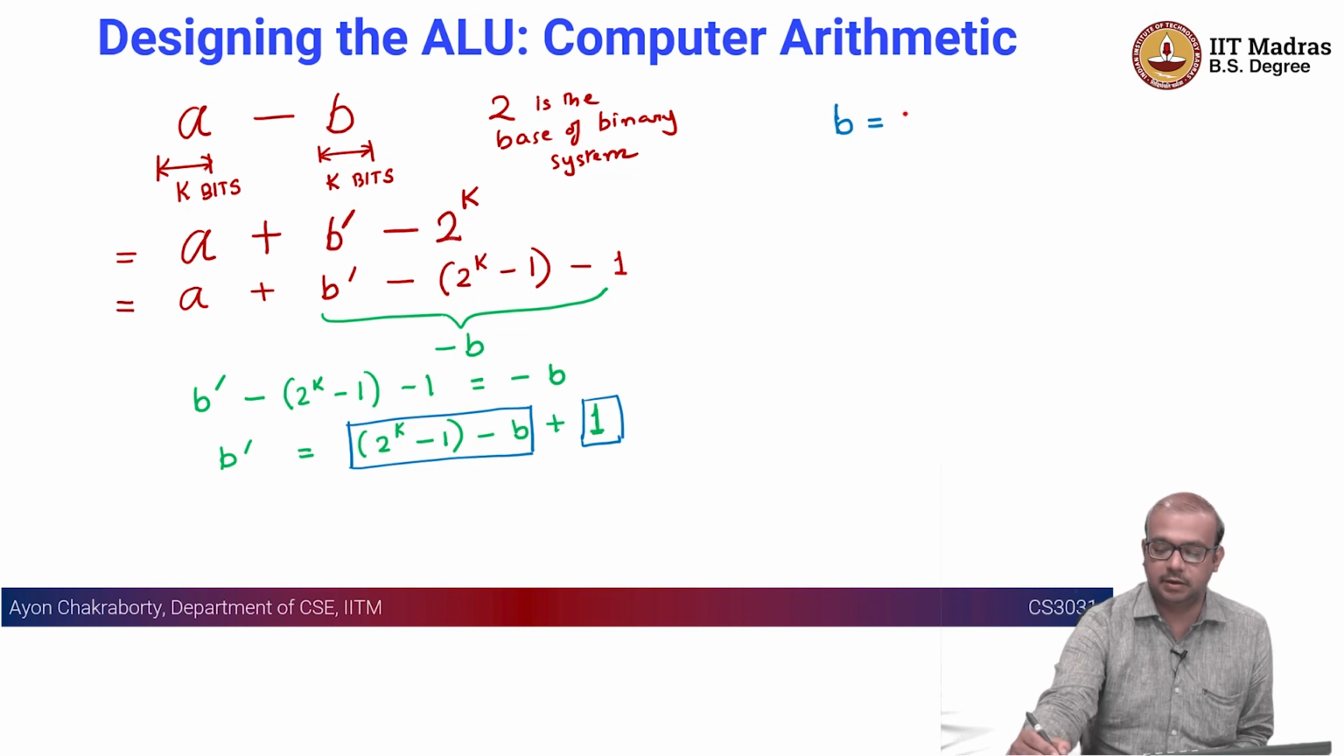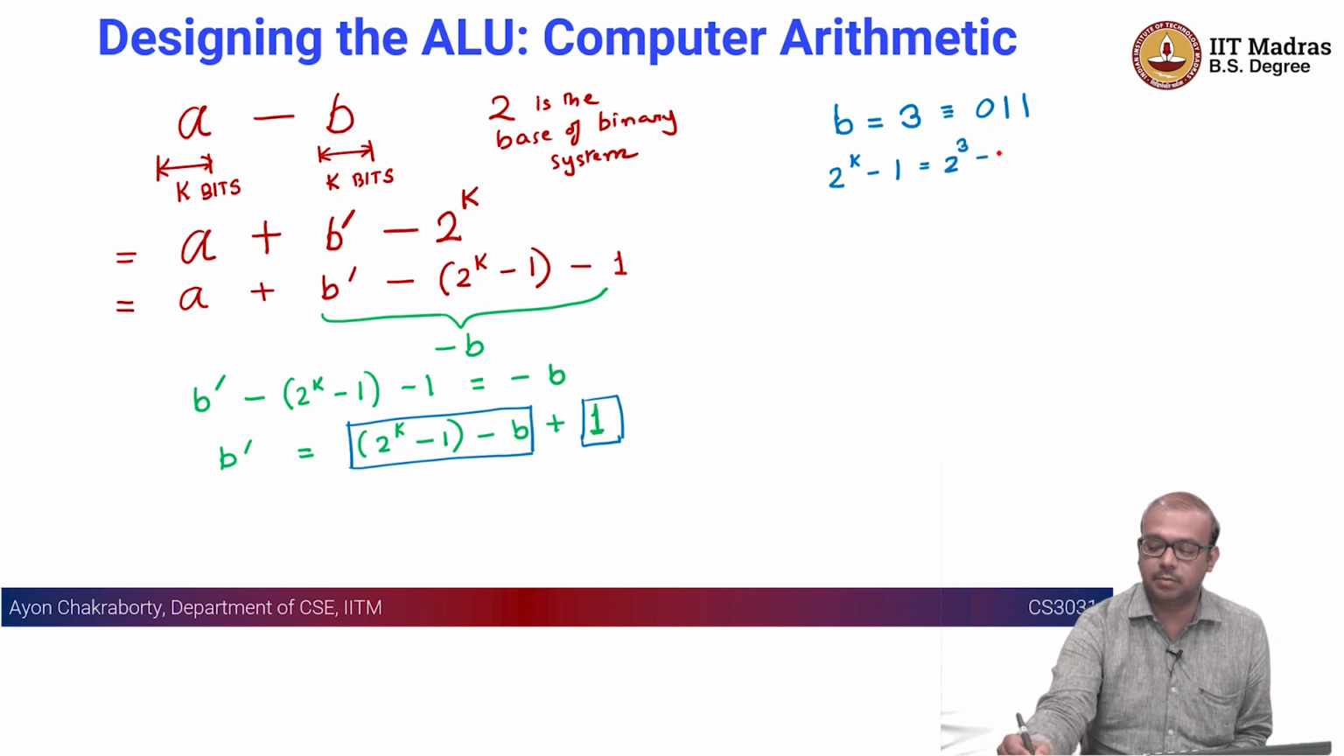let's say 3. So if B is equal to 3 in a 3-bit system, it is going to be equivalent to 0, 1, 1. So if it is 3 bits, what is the value of 2 to the power k minus 1? 2 to the power 3 minus 1 is going to be 7. And 7 minus 3 is going to be 4.